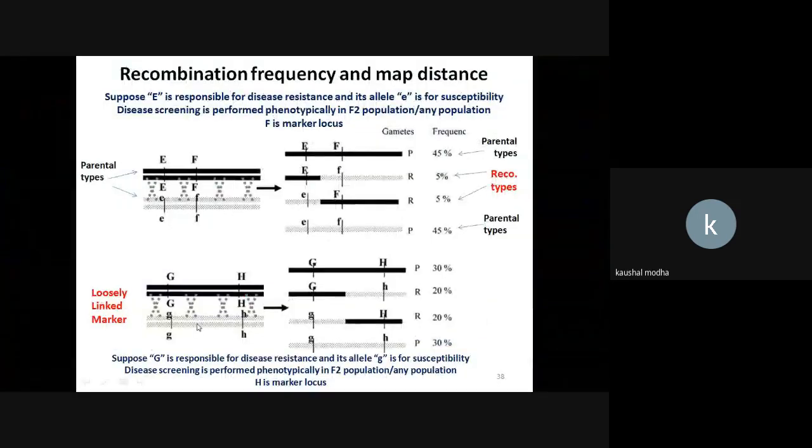Now we may have got another marker, another polymorphism during bulk segregation analysis. This is just to explain what we mean by a loosely linked marker further away from the gene of interest. So here capital G and small g, let us say, is our gene of interest. This is responsible for disease resistance, small g is responsible for susceptibility, and this is the marker polymorphism.